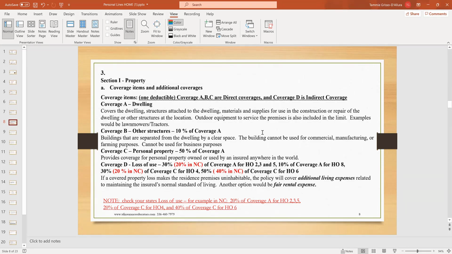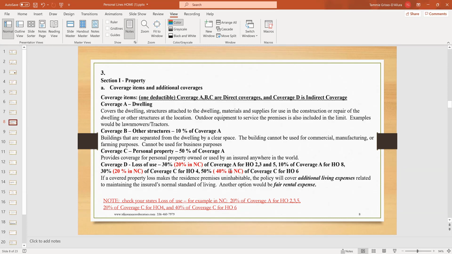So what happens, for example, if, let's use the peril of fire, there is a fire and we cannot stay in our home and we have to go live somewhere else while our home is being repaired? What happens then? Well, we'll probably go stay in a hotel. And that's what loss of use is for. But again, something up here has to happen, like a fire, for loss of use to kick in. And so loss of use, the unendorsed form is 30% of coverage A.